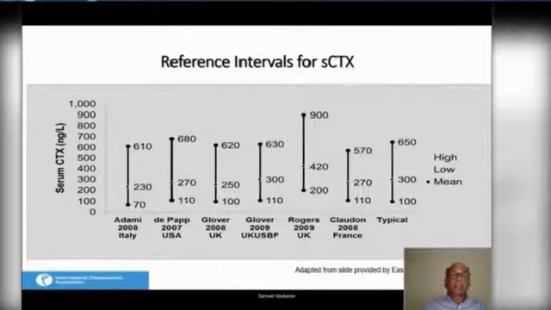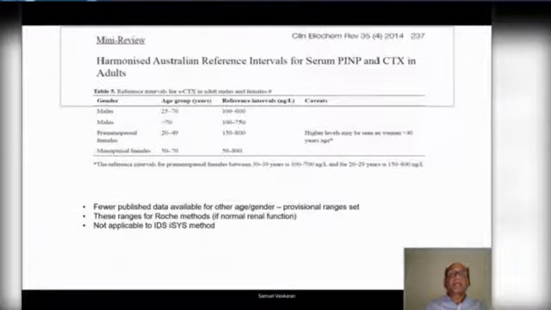For CTX, again, a number of publications on reference intervals are available, and roughly the values for premenopausal women range from 100 to 600, 650 nanograms per liter, note the units. And again, the harmonized Australian reference intervals for CTX are given here, and have been published in Clinical Biochemist Reviews. As you can see, there's some difference between young and old, or male and females.